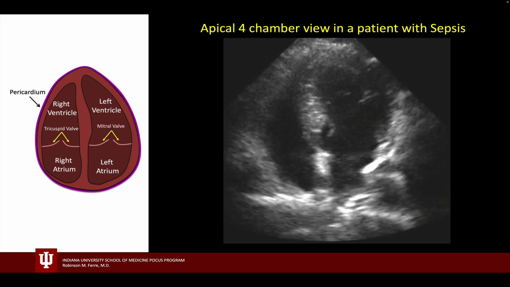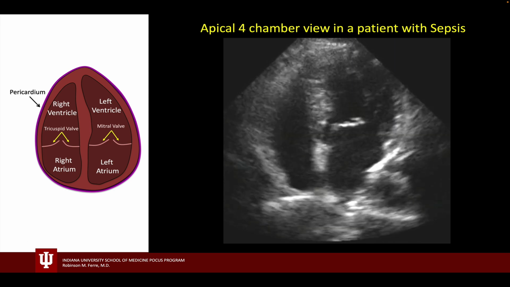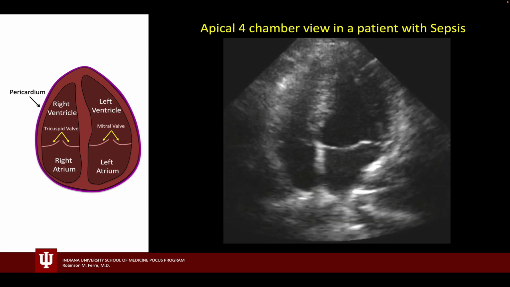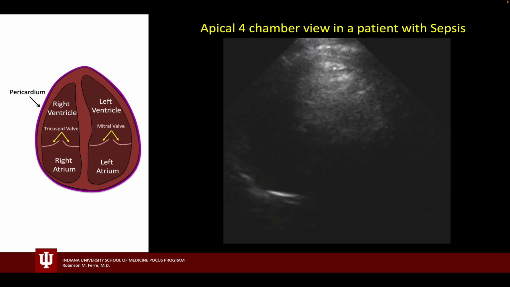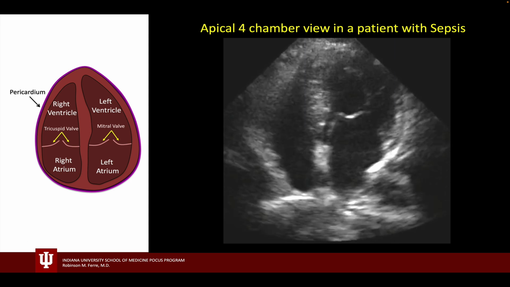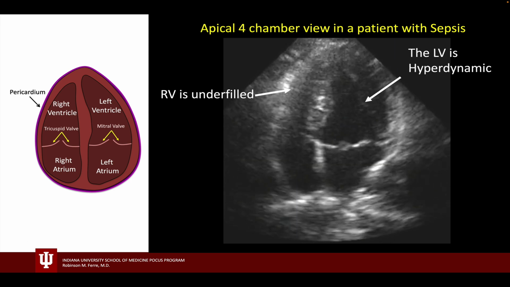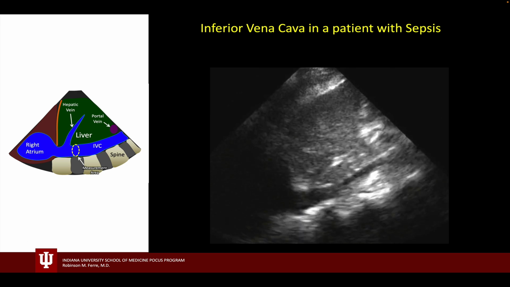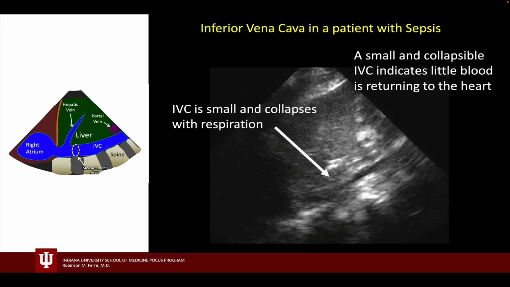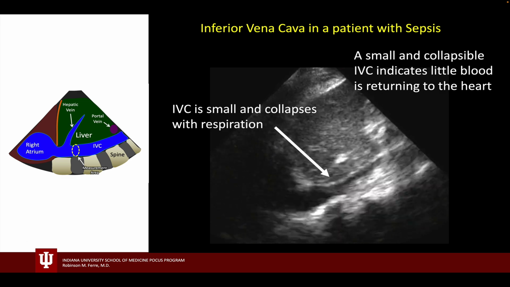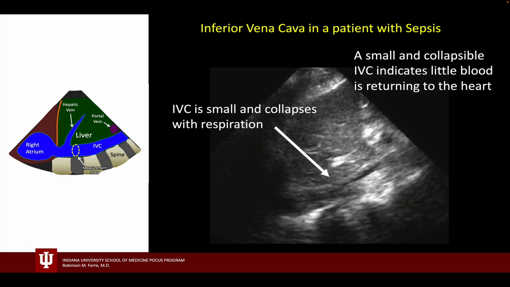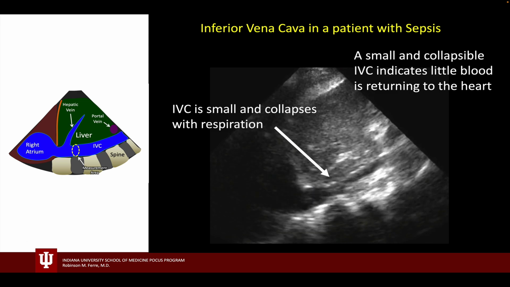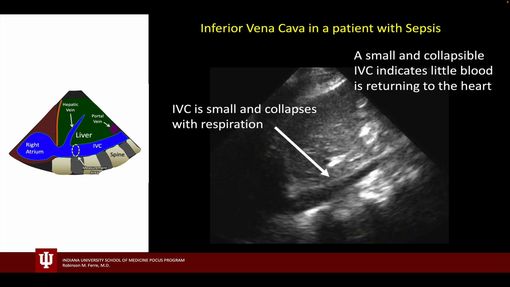Our apical four-chamber view essentially demonstrates this same thing. The left ventricle is very hyperdynamic, the septum and lateral wall are almost touching, and the right ventricle is underfilled. And finally, as we look at the inferior vena cava, we see that the IVC is very small and it collapses with any type of respiration. In fact, it collapses from beat to beat. This indicates that little blood is returning to the heart.